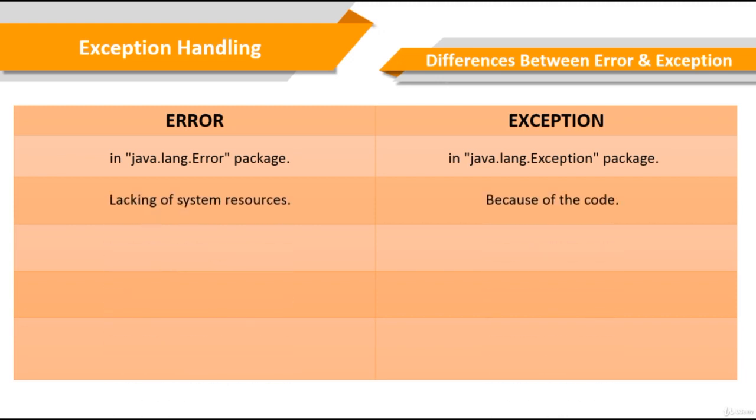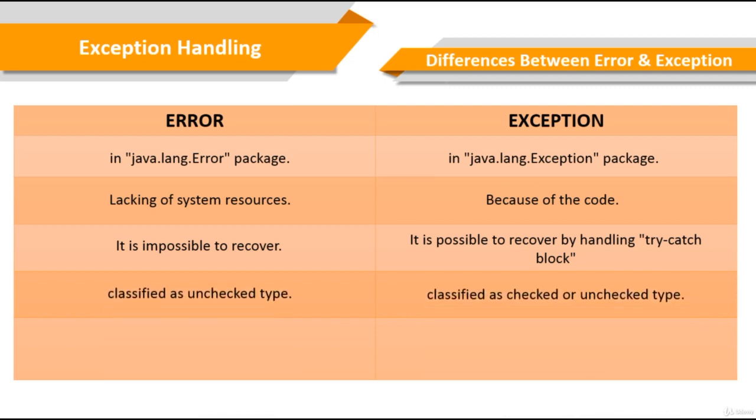So an error is caused due to a lack of system resources, right? An exception is caused because of the code. So it's impossible to recover from errors, but you can recover from exceptions by handling them through try-catch blocks. So errors are classified as an unchecked type. Exceptions are classified as a checked or unchecked type.